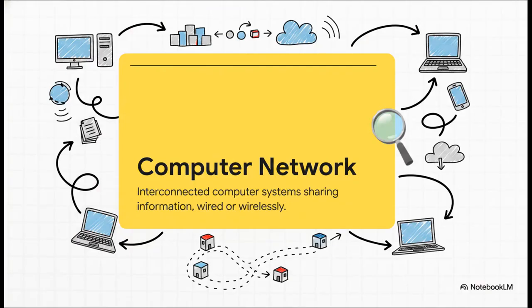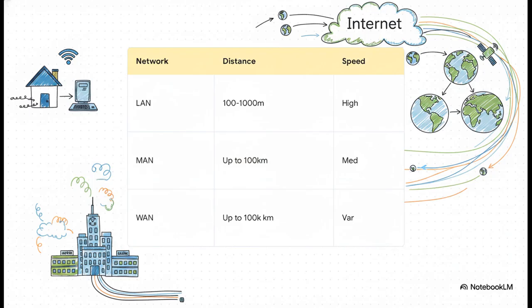So, stripped of all the intimidating tech jargon, a computer network is literally just two or more interconnected computer systems that are sharing information. That's it. Whether they're physically wired together using Ethernet cables or they're connected wirelessly over Wi-Fi, the fundamental goal is always just sharing data and resources. It's basically the digital equivalent of building roads between different outposts so they can actually trade and communicate with each other.